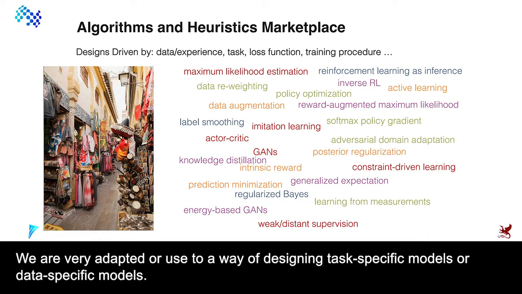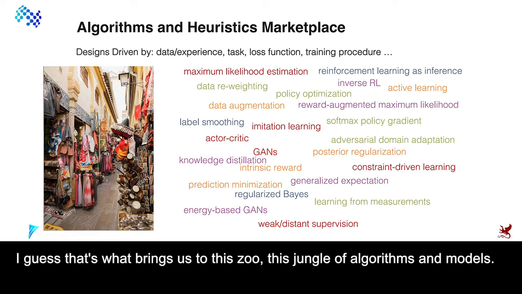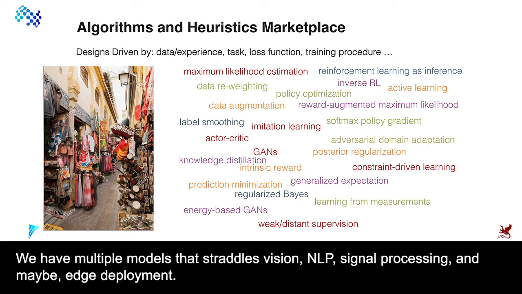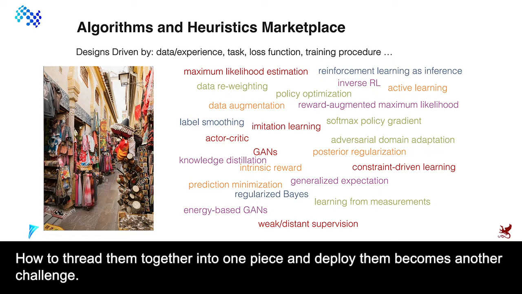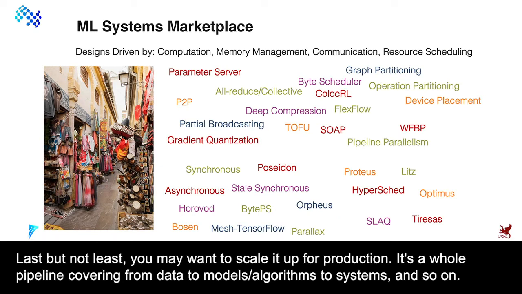We are very adapted or used to a way of designing task-specific models or data-specific models. I guess that's what brings us to this zoo, this jungle of algorithms and models. We have multiple models, straddling vision, NLP, signal processing, and maybe edge deployment. How to build and compose models is already a problem we need to begin to face. How to thread them together into one piece and deploy them becomes another challenge. Last but not least, you may want to scale it up for production. It's a whole pipeline covering from data to model algorithm to system and so on.